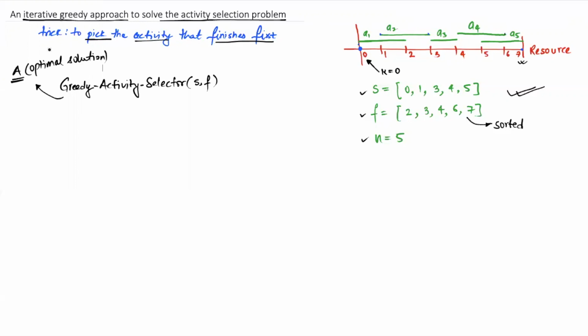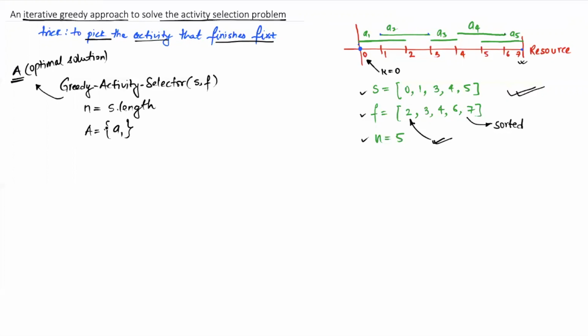Now let's initialize n to the total number of activities. We can do s.length or f.length. And then, because we know that the activities are sorted by the finish time, and that by principle the first activity is obviously the activity that will be a part of our solution, we will pick this activity and put it into the solution. So our solution includes the first activity A1. Now remember, activity A1 is the first activity based on its finish time, so obviously this becomes part of the optimal solution.